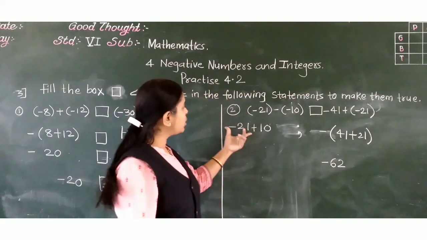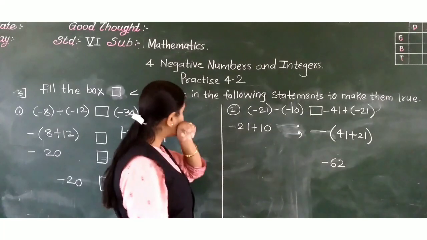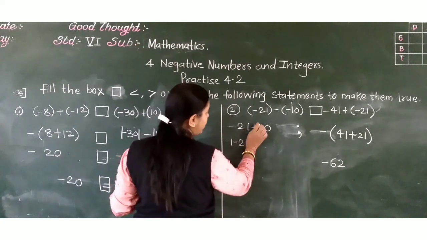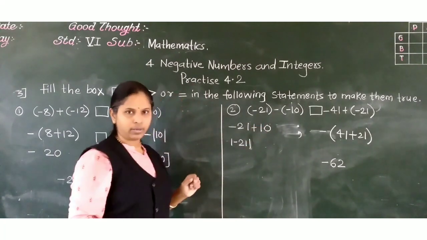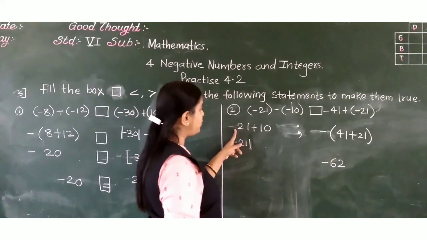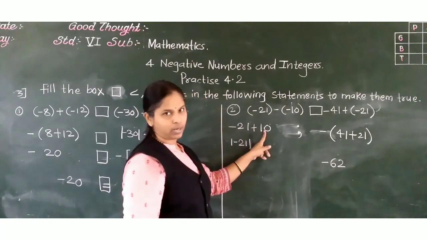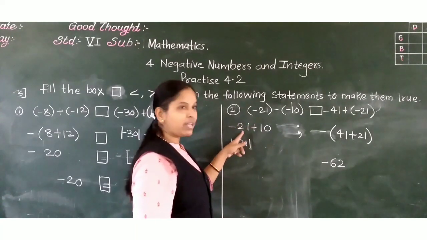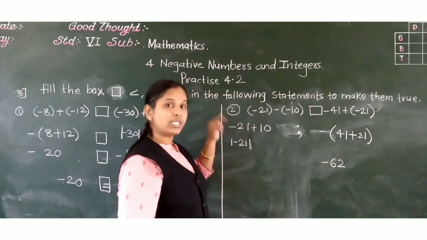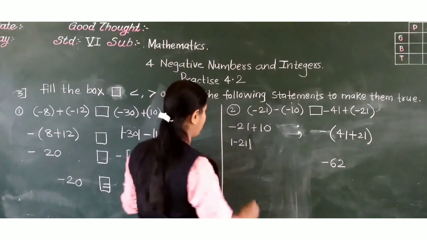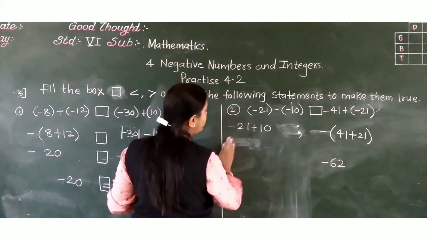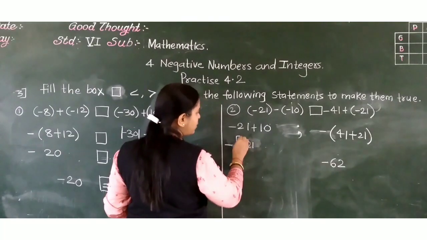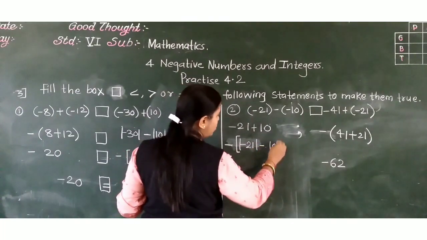Here, see, both have different signs. Okay. So what will we do? We will take the absolute value of minus 21. It will be plus 21. And this absolute value is greater than the absolute value of plus 10. So the answer will be negative. Why negative? Because 21 has a negative sign and its absolute value is greater. So the answer will be negative. Okay. And we have to subtract the absolute values.